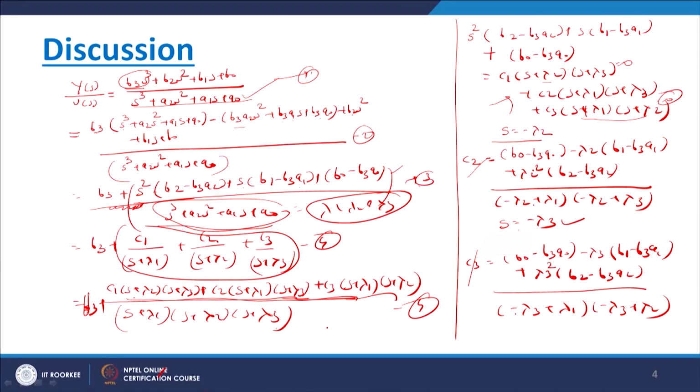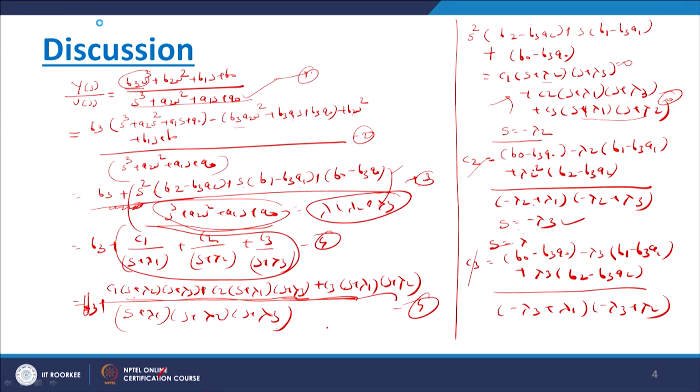So if you replace S equals 0 in this equation, you will get C1 in terms of lambda 2 lambda 3, C2 in terms of lambda 1 lambda 3 and C3 in terms of lambda 1 and lambda 2. So finally we can write the value of C1 as C1 equals B0 minus B3 into A0, minus C2 lambda 1 into lambda 3, minus C3 lambda 1 into lambda 2, divided by lambda 2 and lambda 3.